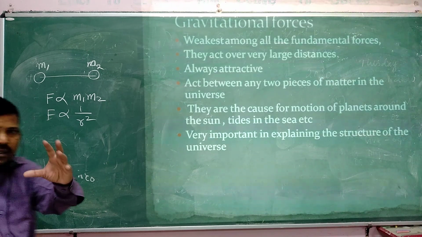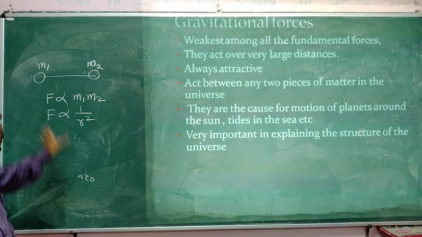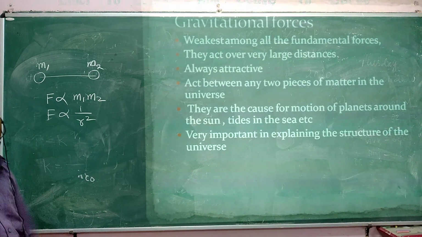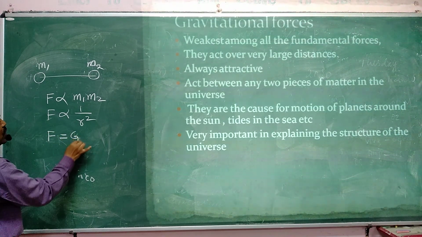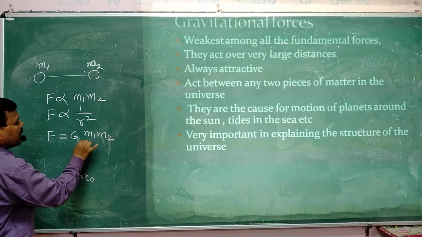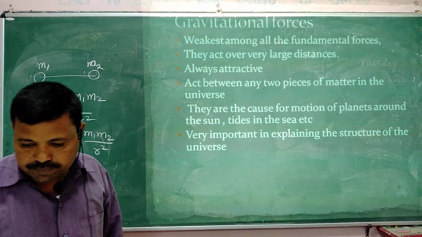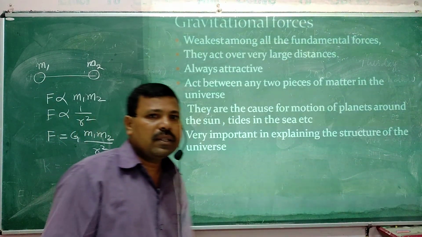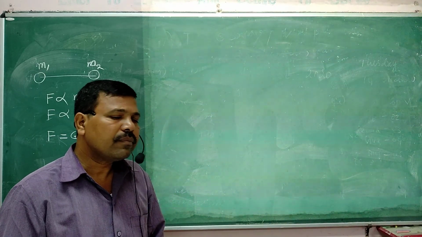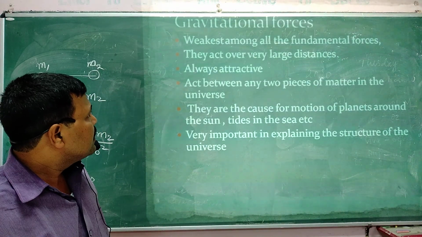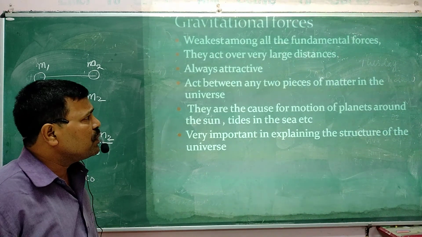Larger the masses, larger would be the force. Smaller the distance, larger would be the force. So combining, we can write F = G m1 m2 / r squared. This G is known as gravitational constant. This formula, this expression was given by Sir Isaac Newton. Fine. These gravitational forces are the weakest forces among all the forces.